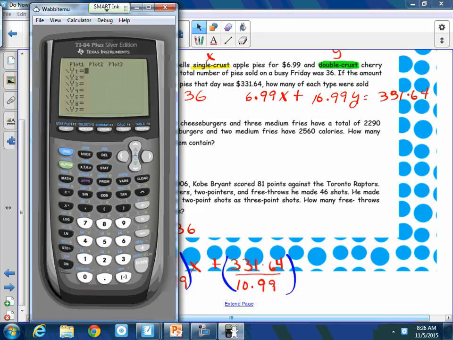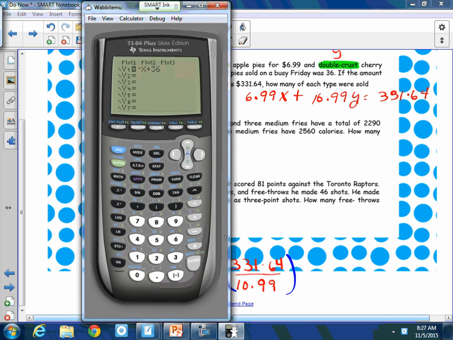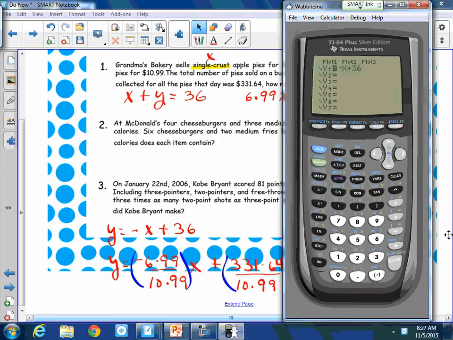Okay. What was the first one? Negative x plus 36. And the second one, I'm going to have to change the window because my y-intercepts are bigger than 10. This one is 36. This one is 33. So I'm going to change it to 40.